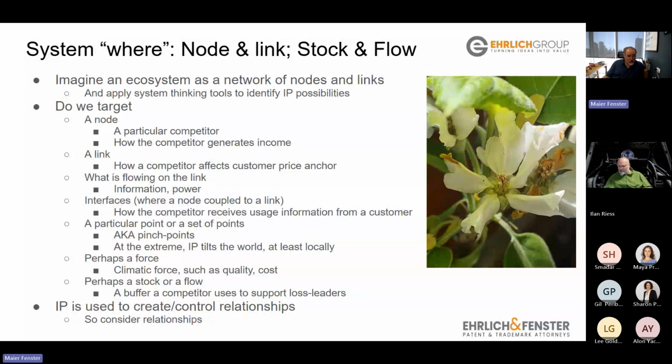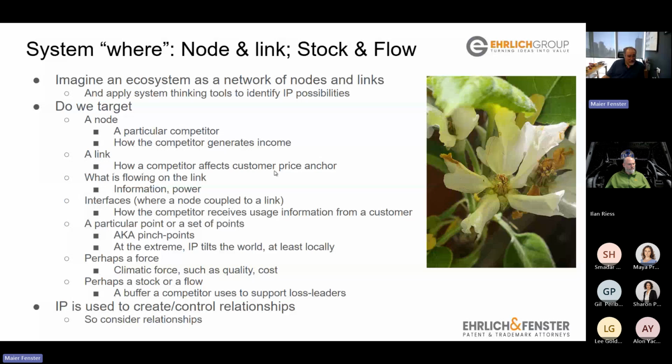So let's talk about targeting a node. A node could be a particular competitor or a particular thing, how the competitor generates income. A link could be how the competitor affects the customer price anchor. Okay, if my competitor is selling blue widgets for $10 a piece, it's not so easy to sell green widgets for $100 a piece. If we prevent the competitor from selling blue widgets, then that's very good.